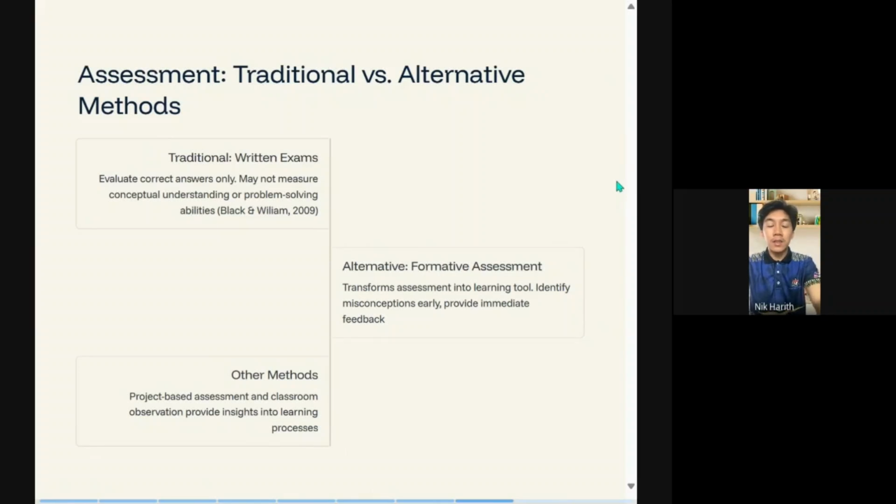This limitation suggests that assessment systems should incorporate multiple evaluation methods in order to capture a broader range of student learning outcomes. Alternative assessment methods such as formative assessment, project-based assessment, and classroom observation can provide valuable insights into students' learning process. These approaches allow teachers to identify misconceptions early and provide immediate feedback to support student learning.